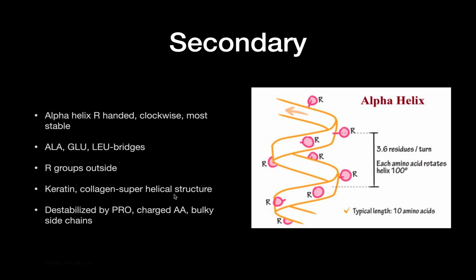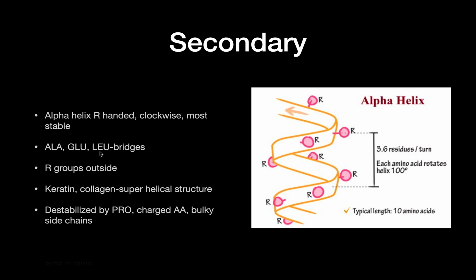In secondary structures, there are two different structures. The alpha helix is the most stable one, and it's right-handed, and it turns clockwise. The sequence alanine, glutamate, and leucine will kind of tell you that this is going to be an alpha helix.